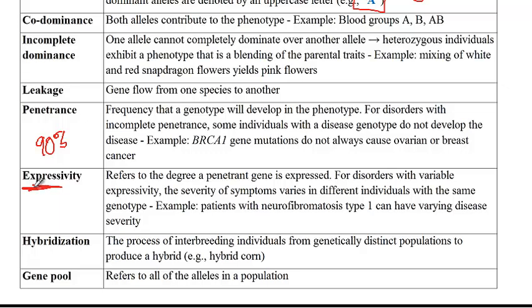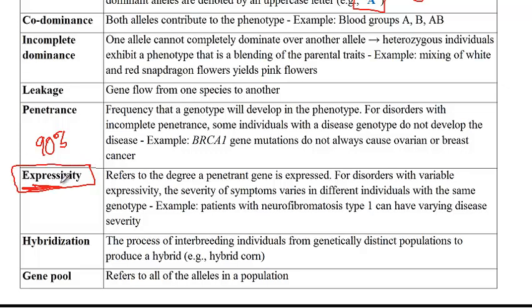On the other hand, we have the term expressivity, and basically that refers to how much of the phenotype is actually being expressed in relation to a genotype. Would it be a very severe phenotype that would be present, or a very mild phenotype? And this example is shown in patients with neurofibromatosis type 1. They all have the same genotype, but some individuals show a very severe form of the disease versus some individuals show a mild form of the disease. Again, they have the same genotype, and that is due to variable expressivity.